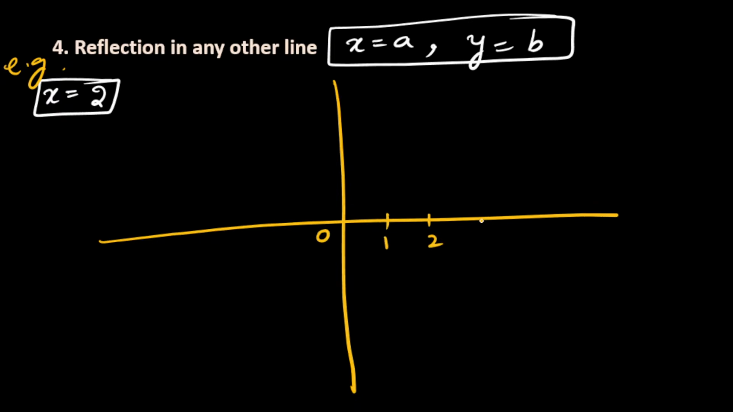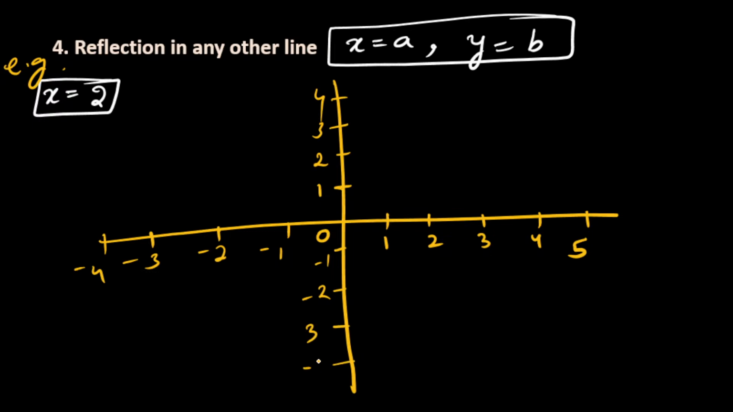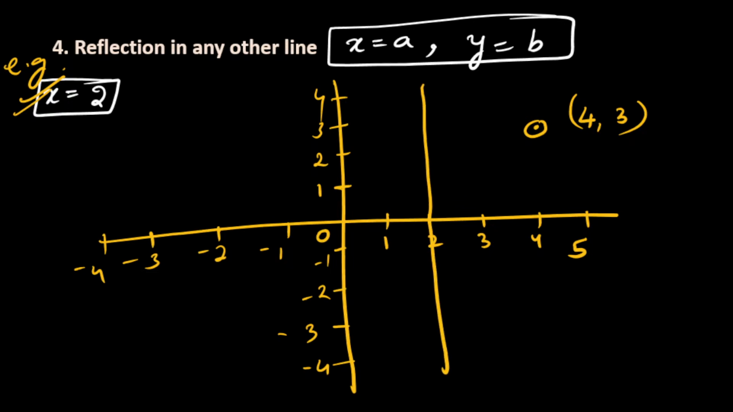So how will the reflection happen here? First of all you have to plot this line. Suppose I have one point here. This is point 4 comma 3. We have to reflect this point in the line x is equal to 2. So x is equal to 2 is this line.